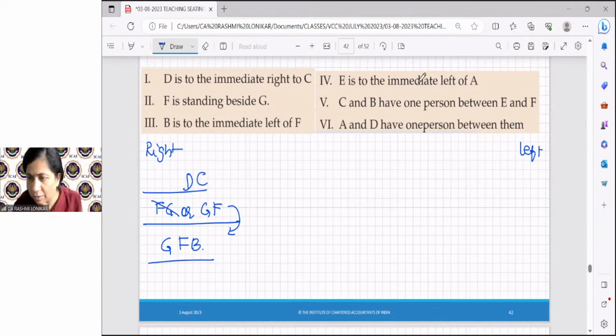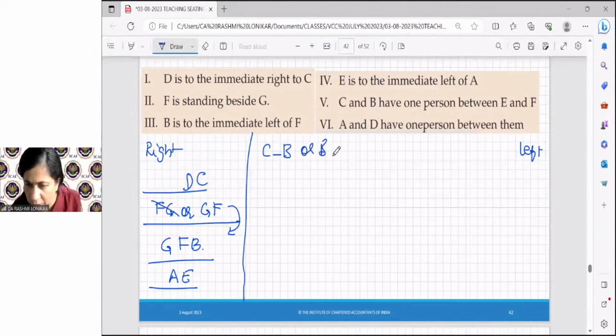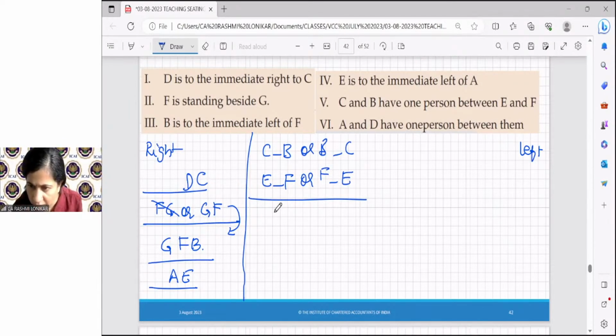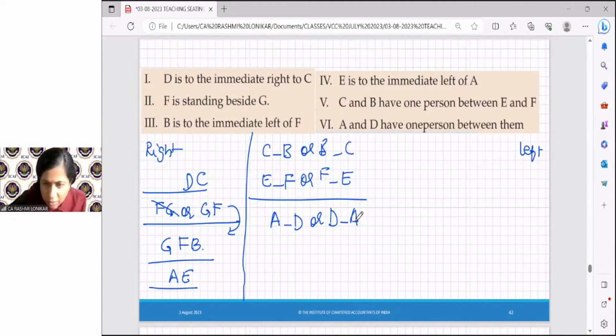E is to the immediate left of A. So I have A, and E is to the immediate left of A. Fourth point also clear. C and B also have one person between them, C dash B or B dash C, and you have E dash F or F dash E. So fifth point is also clear. Sixth, A and D have one person between them. So I have A dash D or D dash A.